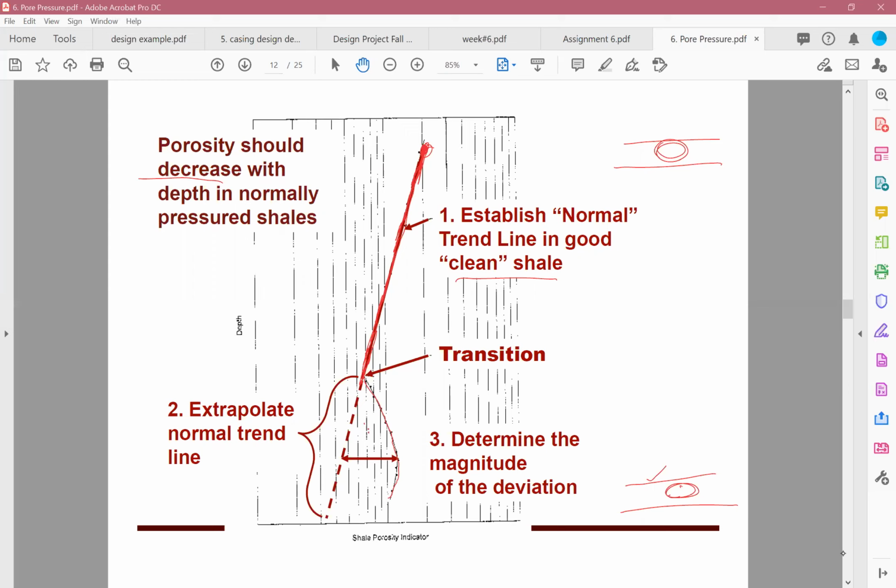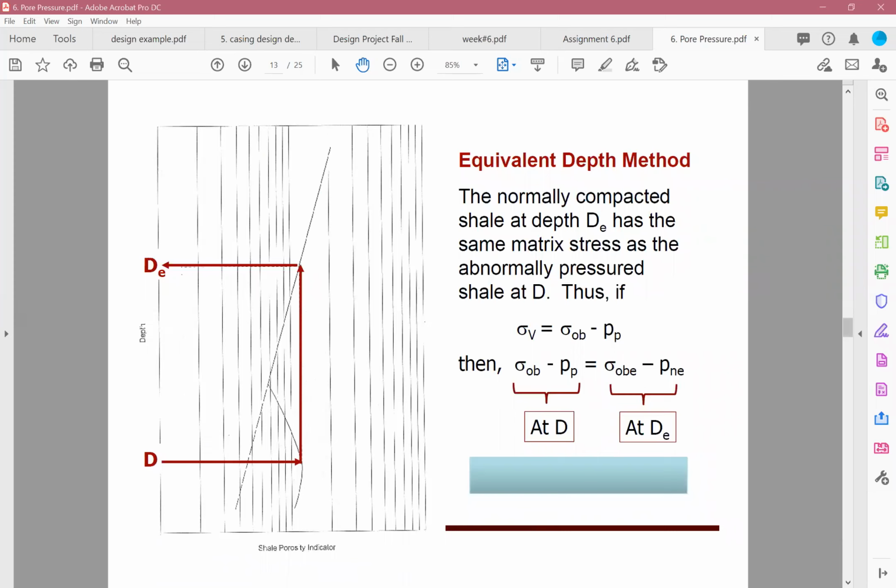Now, comparing the actual porosity with the extrapolation of the normal trend, you can basically use some of the correlations that we will discuss later on to find the pore pressure at that depth. Okay, so these are in general one of the methods. Another method is basically to compare the effective stress at different depths.